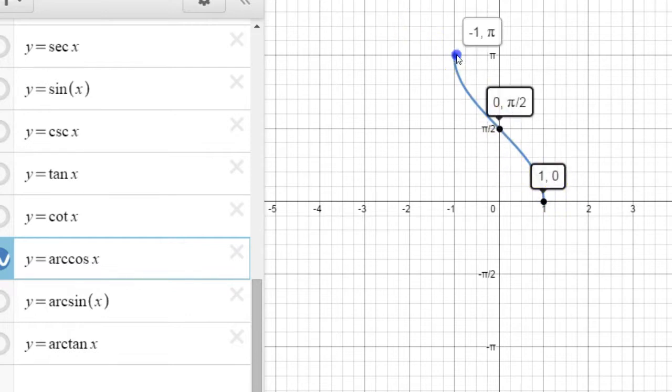Its y-intercept is definitely going to be at pi halves, and it's going to start at (1, 0) and go all the way up to (-1, pi). Or if you see it the other way, it's going to start at (-1, pi) and go right down to (1, 0). This is the only way it can stay a function. If it goes any more, it's going to be a non-function because of not passing the vertical line test. So that's the arc cosine inverse.